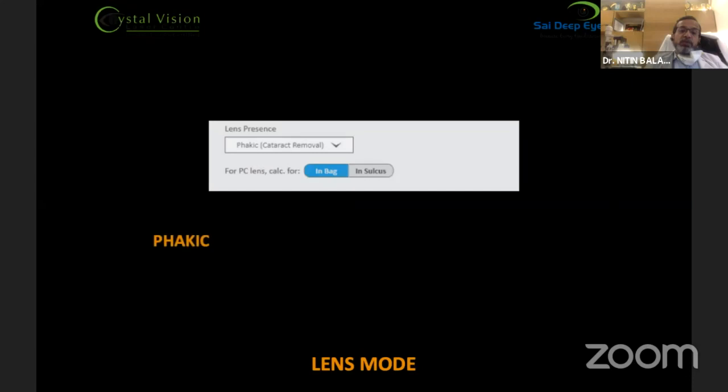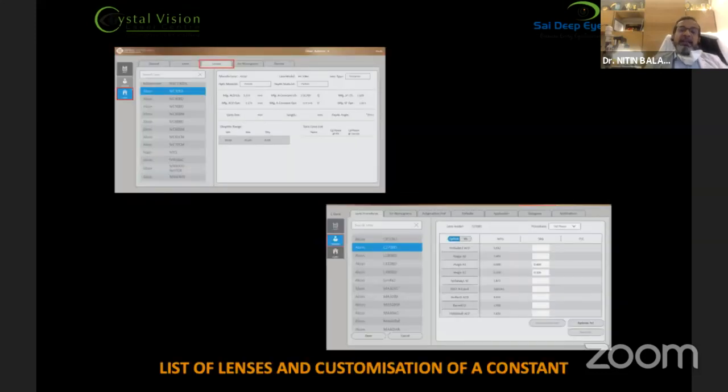At the same time, one can choose either a phakic or a pseudo-phakic mode. And during the phakic mode, one can decide whether you want to place the lens in the bag or in the sulcus. And one doesn't need to then calculate what would be the power of the IOL when it's placed in the sulcus, because that would be directly displayed if we have chosen the sulcus mode. There is a list of lenses which are already there with the manufacturer given A constant, but we can feed in our own A constant.